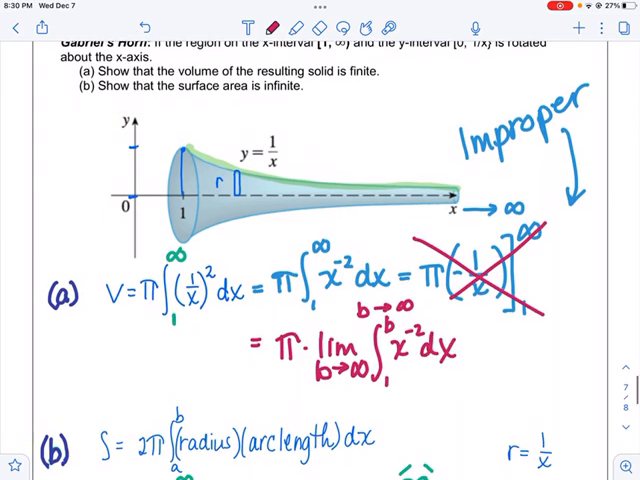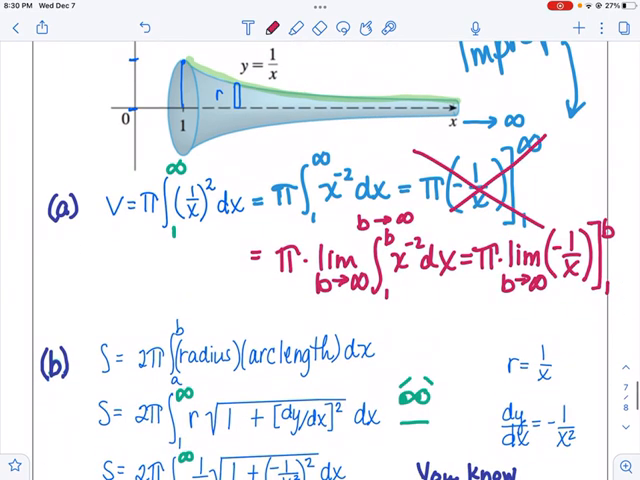So we end up with pi times the limit as b goes to infinity of this expression, -1 over x, because remember, the integral of x to the -2 is going to become x to the -2 plus 1 over -2 plus 1, so you get this. And then you're going to evaluate this from 1 to b. So that's the way we handle it.